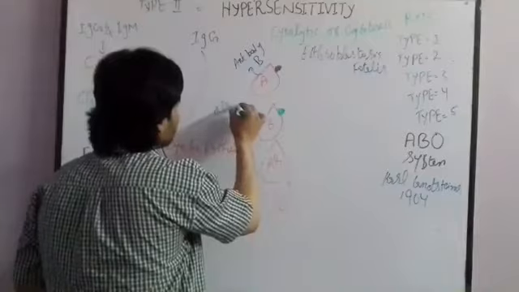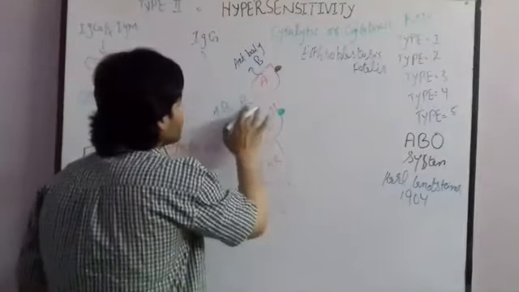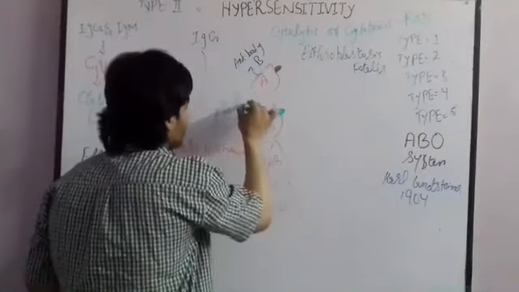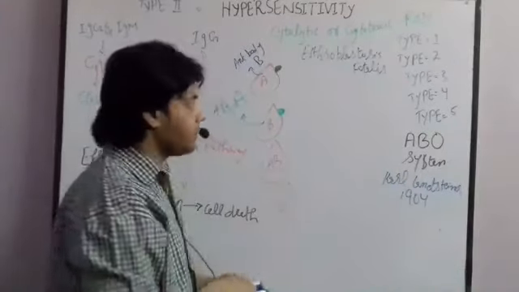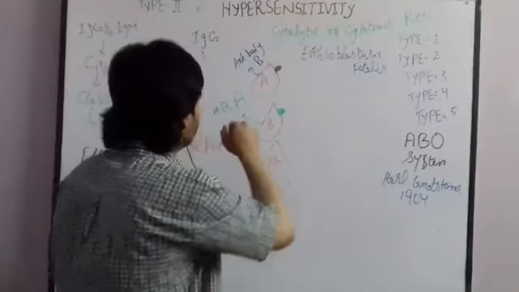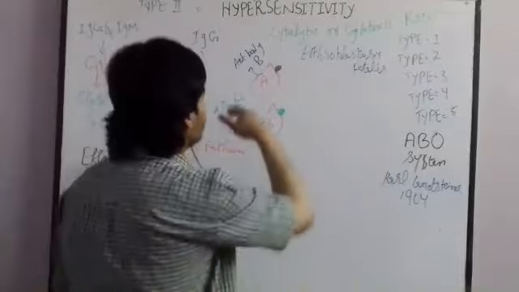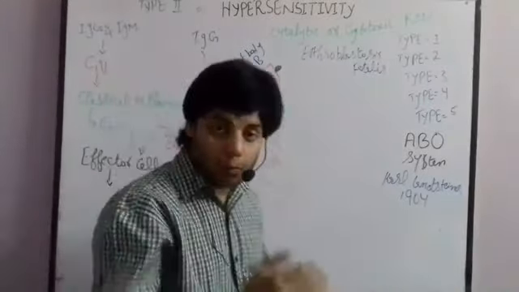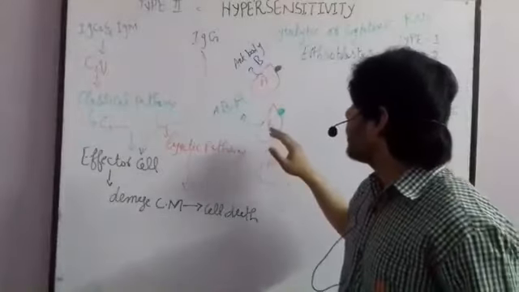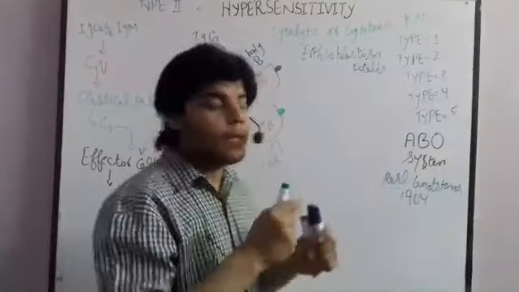They will produce antibody against A. Now, this antibody A will work against blood group A. So that's why we call that blood group B. On the other hand, we have blood group B.